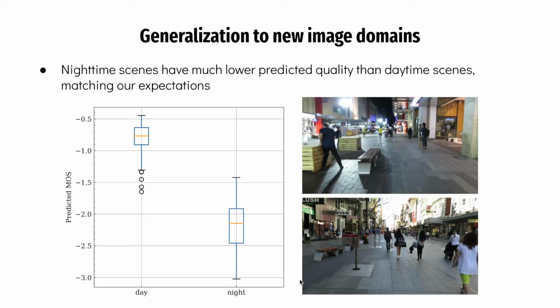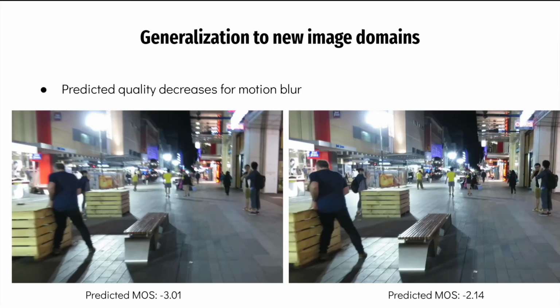Next, we evaluated the model on a completely new dataset. For this, we took two different videos from online. One is filmed at night, and the other is filmed during the day. As expected, the nighttime scenes have a much lower predicted score than the daytime scenes. The predicted scores are lower for scenes with motion blur or bright spots. This shows that DeepBIQ performs as expected on new image domains.